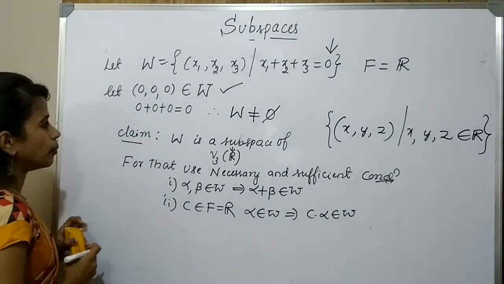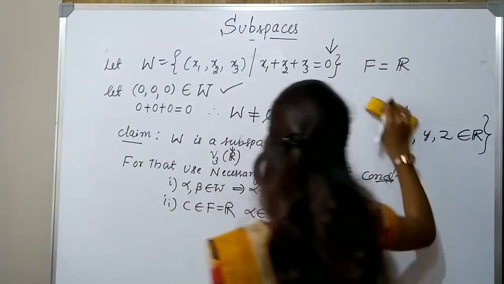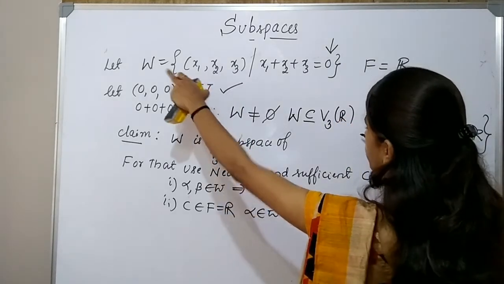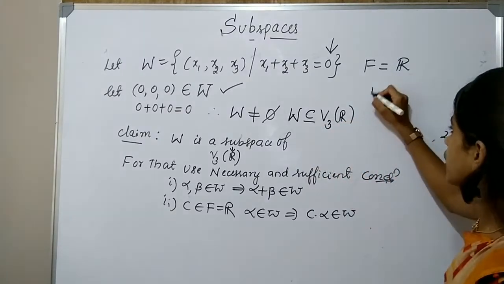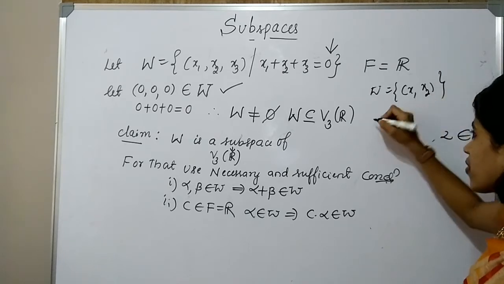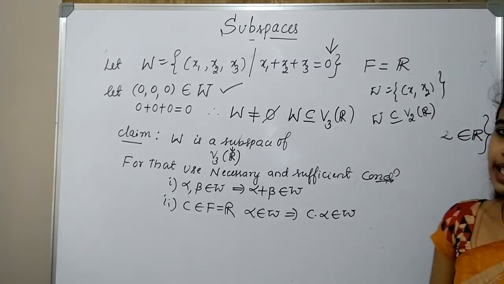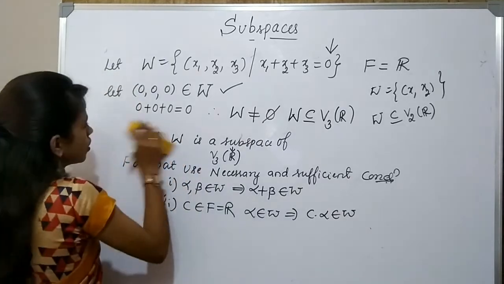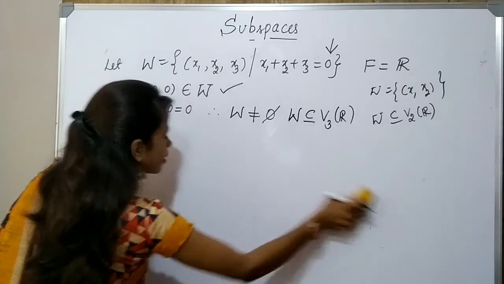In fact, it is a non-empty subset of what? A non-empty subset of V3(R), because all the elements of W look like triplets. If the elements of W looked like (x1, x2), that is an ordered pair, then W would become a subset of V2(R). Is it clear?